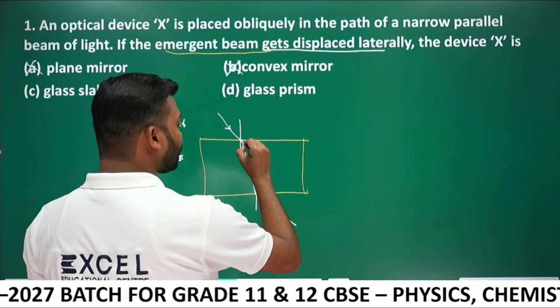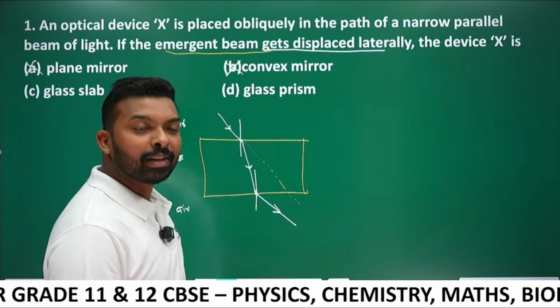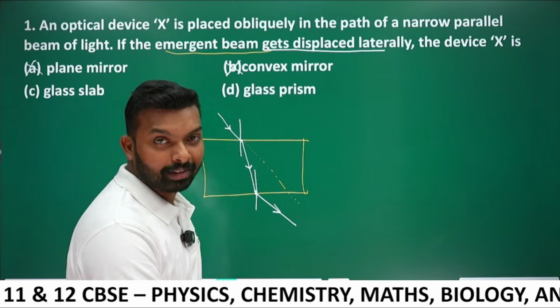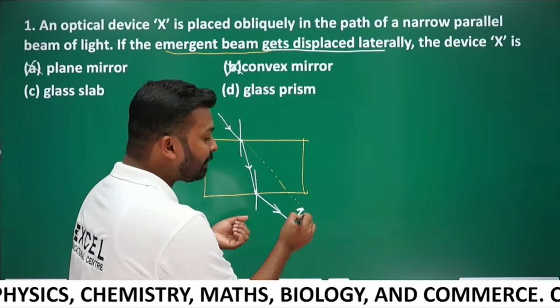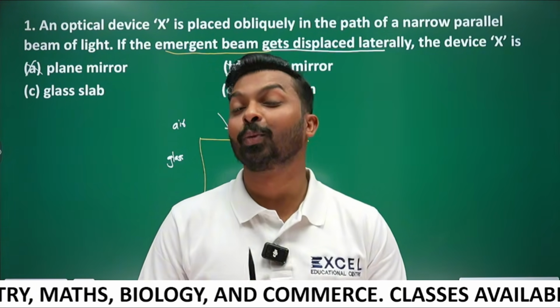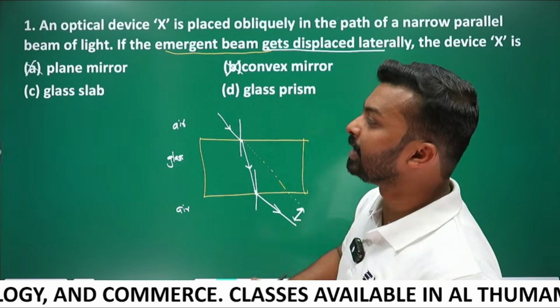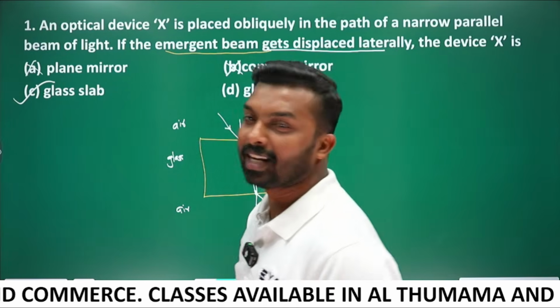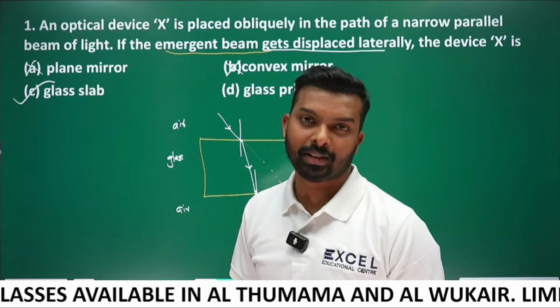And what if I extend the original path of the incident ray? It will be moving laterally. If you draw the perfect picture, you can see that there is a lateral displacement. So this is happening in the case of a glass slab. So what is the answer for this question? Here the optical device is a glass slab, right or not? Okay, so this is the first question. Let's go for the next question. Ready?